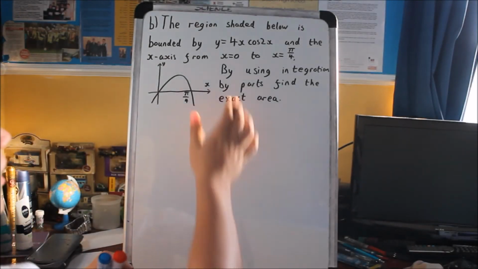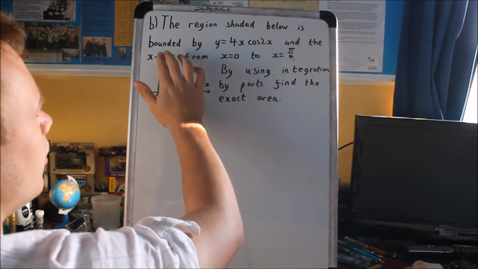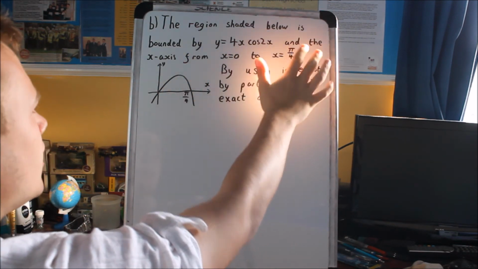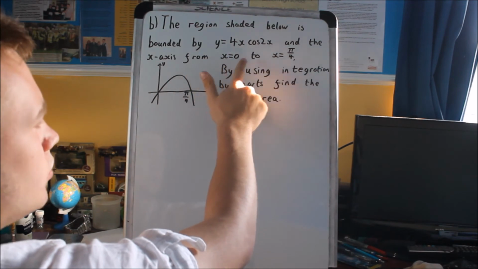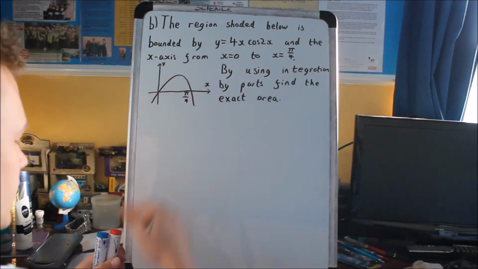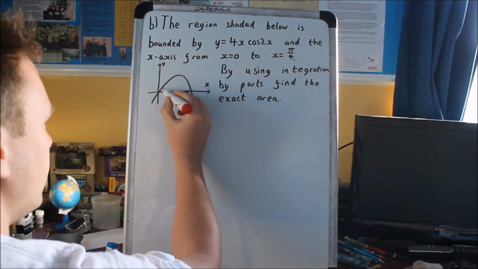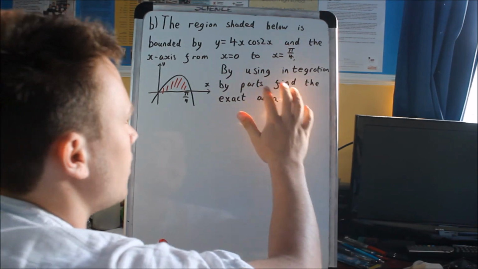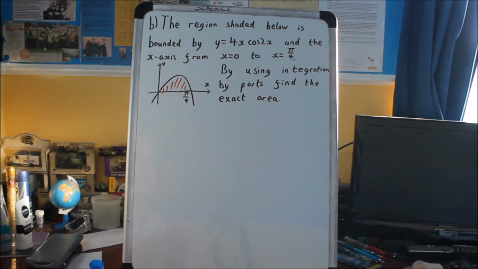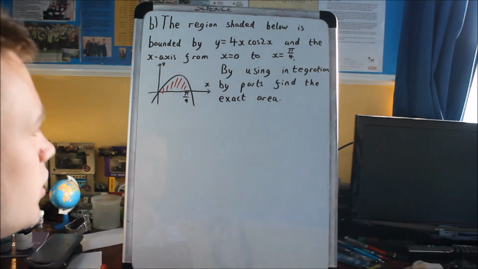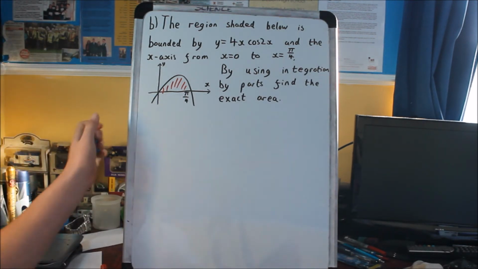Okay, so part B then. The region shaded below is bounded by y equals 4x cos 2x, what we just had, and the x-axis from x equals 0 to x equals pi over 4. So it's shown here, a quick sketch, and this area is the area that is shaded. By using integration by parts, find the exact area. So it's told us to use integration by parts. We know what points we're integrating between, so let's get on with that.